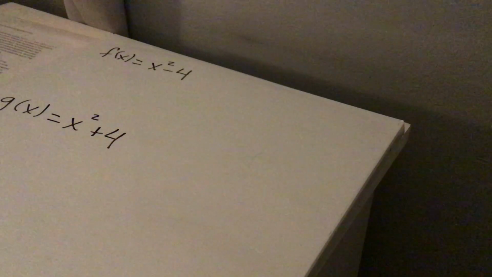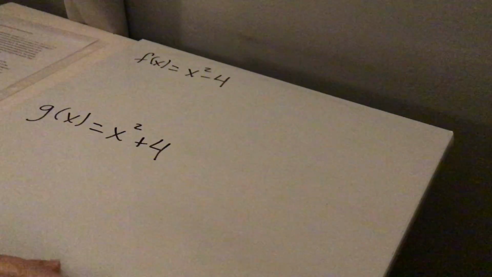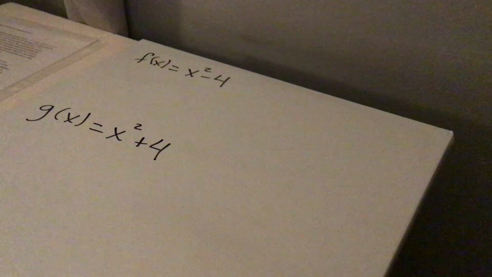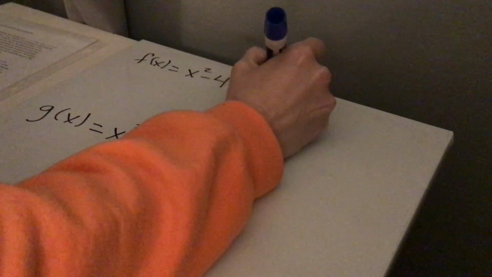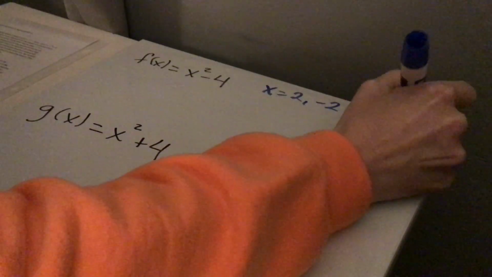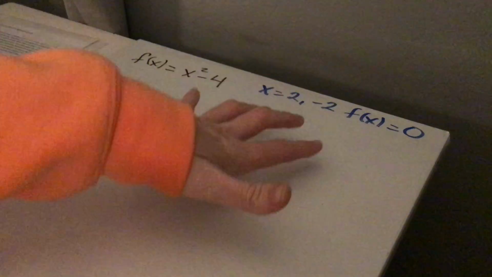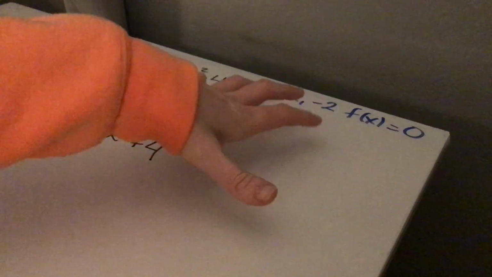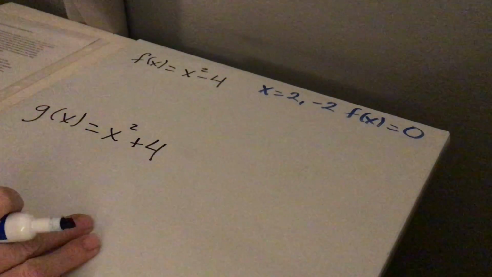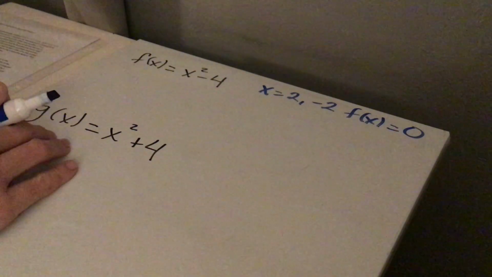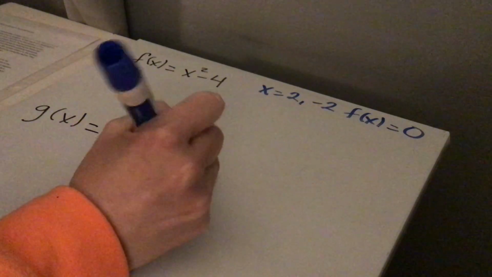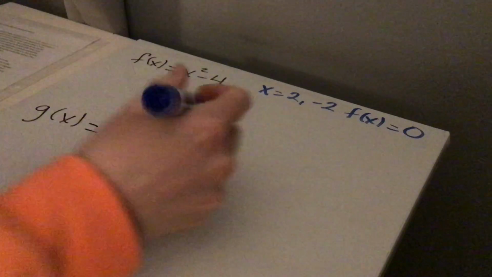Okay, so if you look at f of x, when x is 2 or negative 2, then f of x is going to equal 0. So these are zeros of the function. They're x values that make the entire function equal 0. However, if we look at g of x, x squared plus 4, there are no x values that make g of x 0.